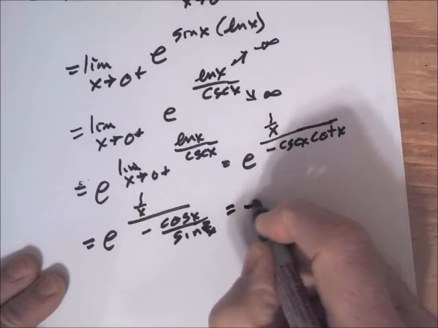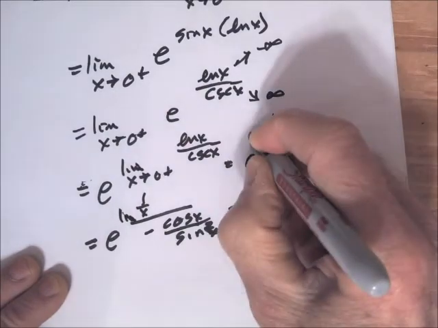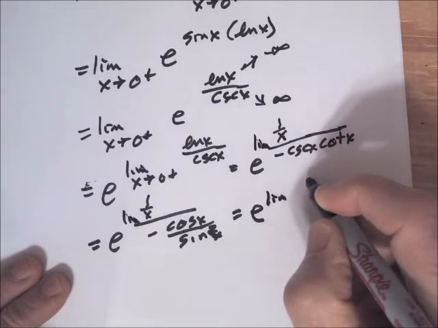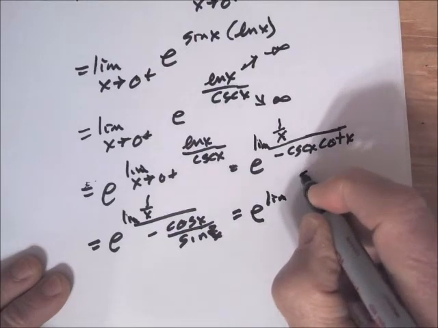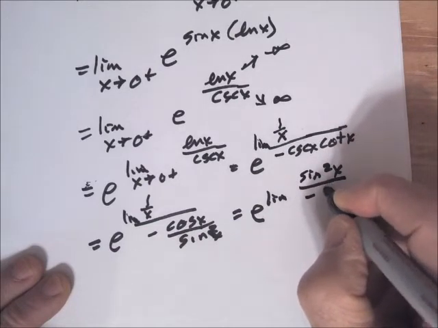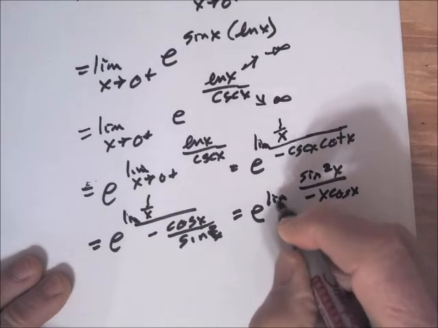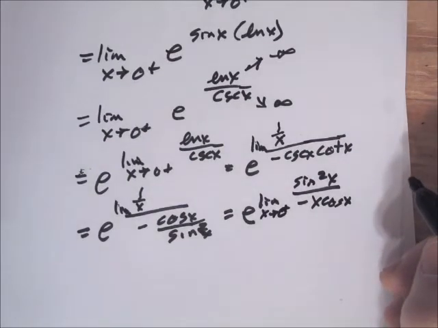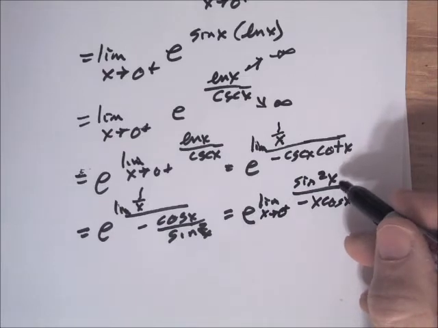So it would be minus cosine x over sine squared x, so this is the limit. I forgot to put the word limit in here. And then we can flip this fraction and change the multiplication. So we'll have sine squared x over minus x cosine x, and this is x goes to 0 plus. Okay, so it's still of the indeterminate form 0 over 0.